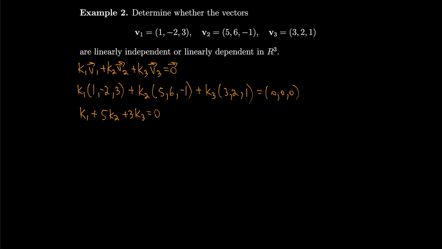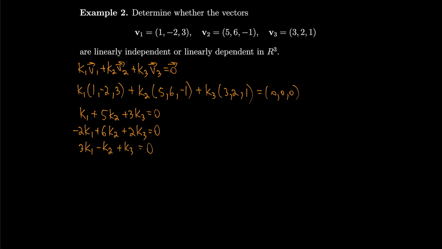Now how about we equate the second component? We get minus 2k1 plus 6k2 plus 2k3 equals 0. For the third component, we get 3k1 minus k2 plus k3 equals 0.